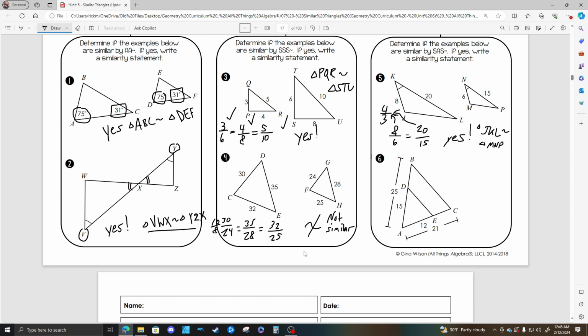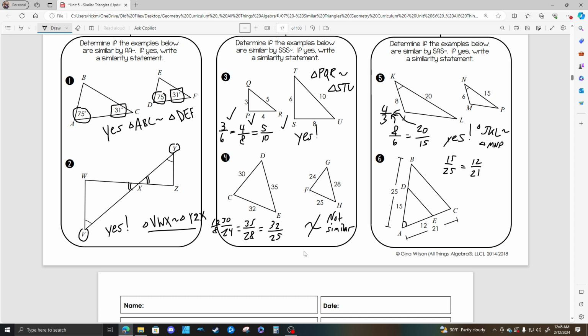All right, finally we have number 6. Well, first of all, angle A is going to be congruent to angle A, because it's the same angle for both of them. So we know the angle is fine, but now we just need to match the sides. So we have 15 over 25. Does that equal 12 over 21? Well, 12 over 21 is literally not going to reduce.